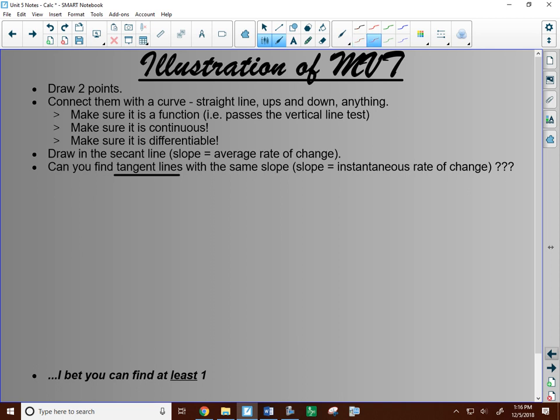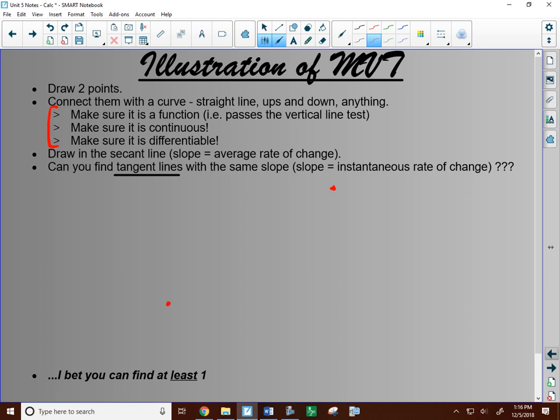You will draw 2 points. And I'm going to give you some conditions for this. You're going to connect them with a curve. Right? You're going to connect them. Now, it could be a straight line. That would be pretty boring, though, if you do that one. So I encourage you to make it more curvy, up and down.